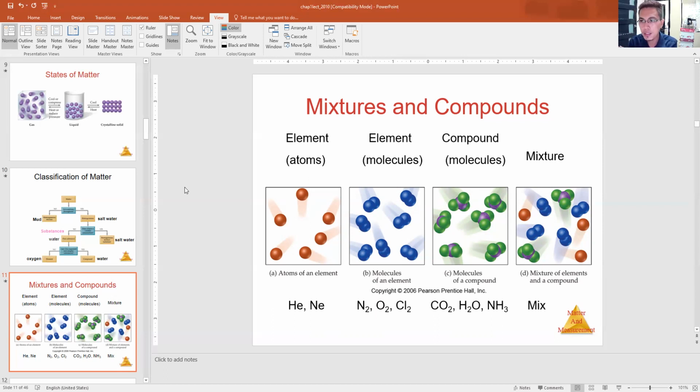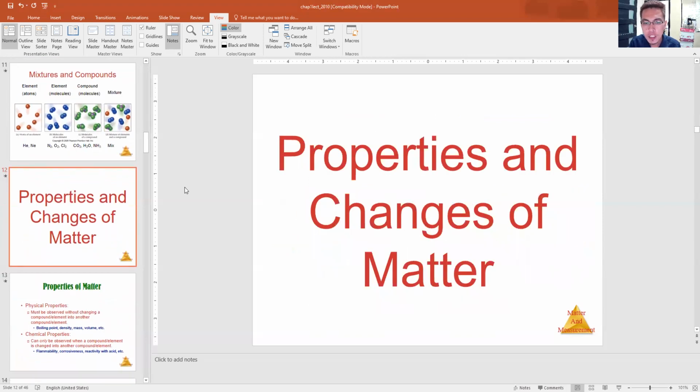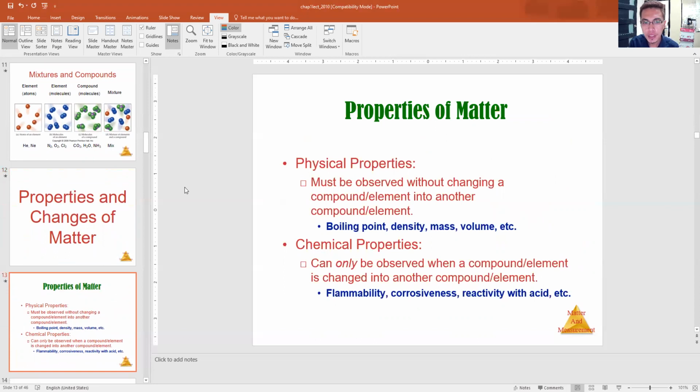Lahi na po siya na state. So mao na siya ang difference. So properties and changes of matter. So properties of matter. There's a physical property and then a chemical property.